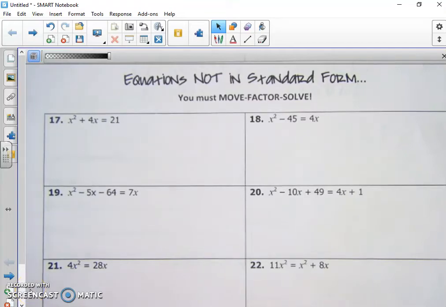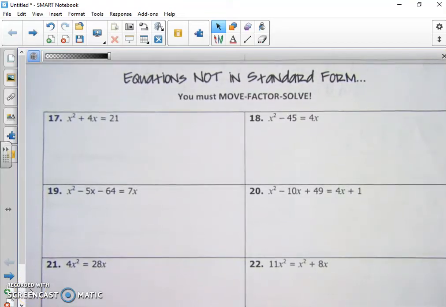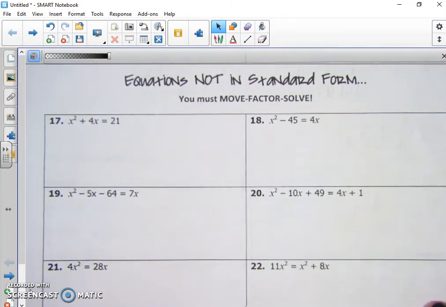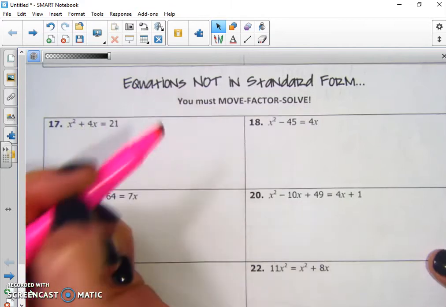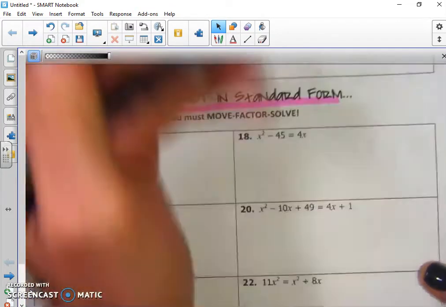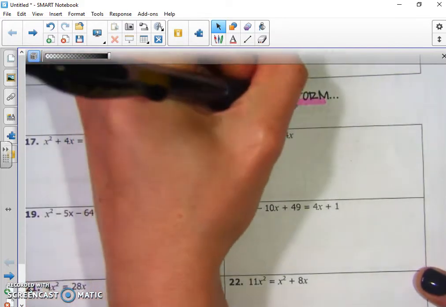Last night our homework was about finding solutions to quadratic equations, and we may or may not have noticed, but those equations were all in standard form. Today we're going to figure out how to solve equations that are not in standard form. Let's just remember what standard form looks like in the first place.